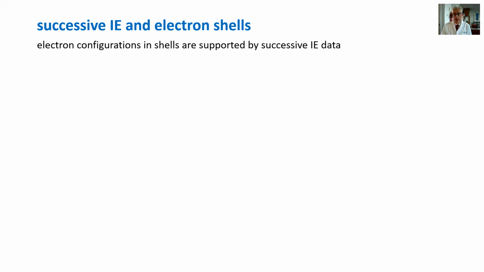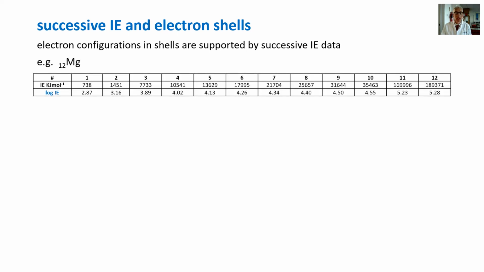So let's look at an example for the successive ionization energy data for magnesium. So there we have the number of ionizations, so first ionization, second, third, up to the 12th. Magnesium has 12 electrons. Here is the ionization energy value, but you can see that it ranges from 738 kilojoules per mole to 189,371 kilojoules per mole.